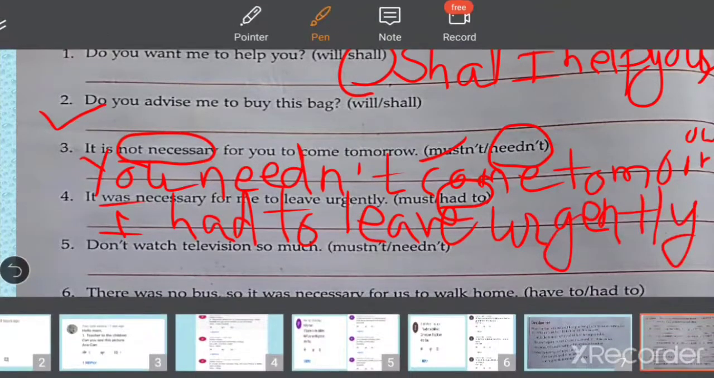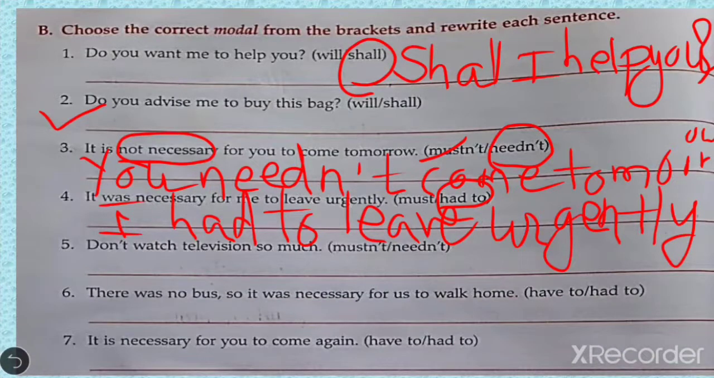I had to leave urgently, and after that you have to put a full stop. Now look at the fifth sentence, mustn't or needn't. These sentences also, students, you have to do yourself according to the previous sentences. Now look at the sixth sentence.